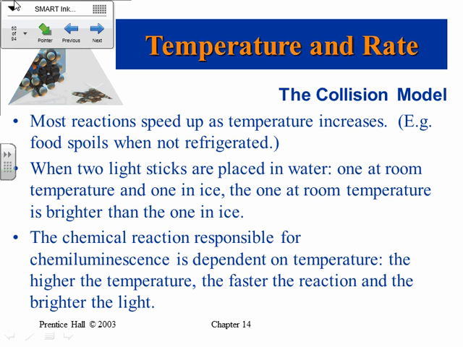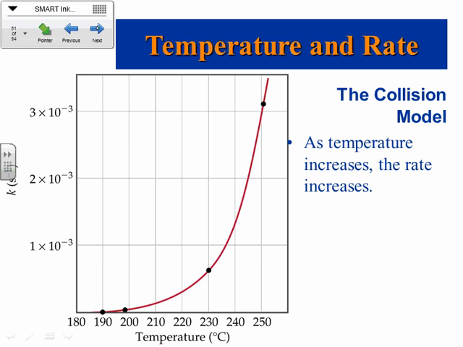Most reactions speed up as temperature increases. By the way, that's why we refrigerate our food. We're trying to slow down those chemical reactions that different organisms do when they eat our food, because we want to eat our food, we don't want something else to eat it. So that's why we put it in the fridge for the most part. Basically, as temperature increases, the rate increases, and the temperature usually has a very large effect on the rate.